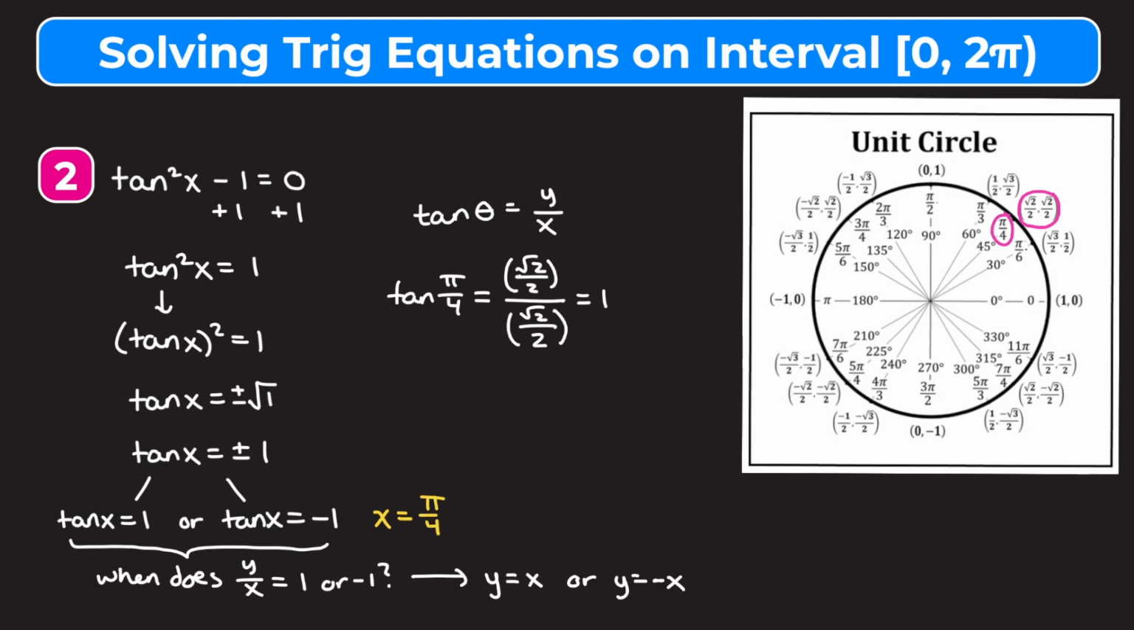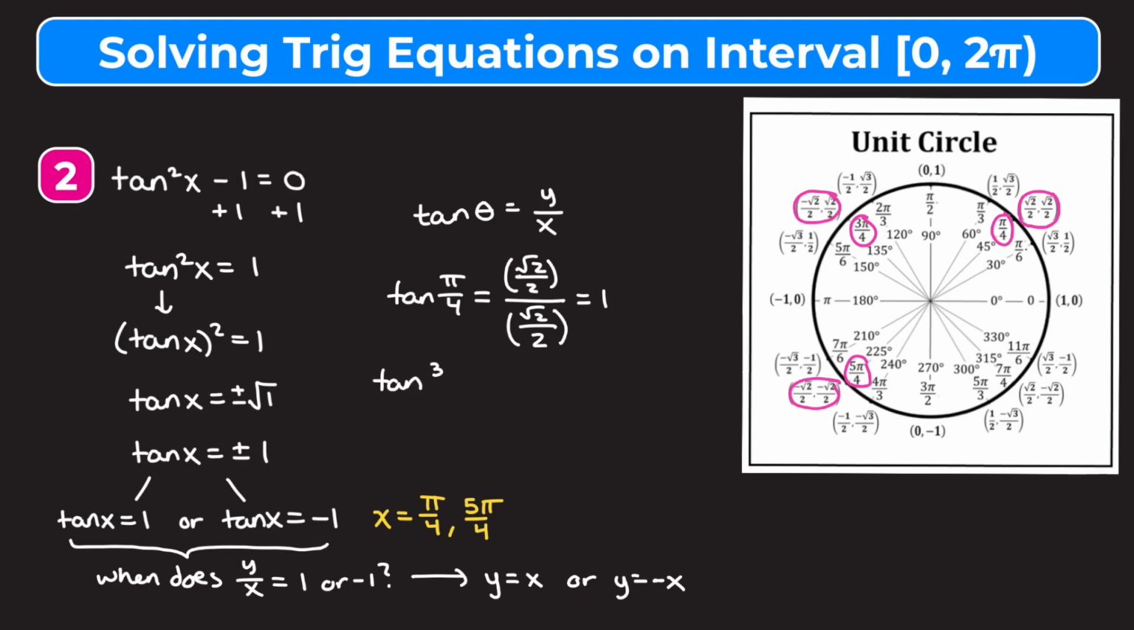Now I want to figure out where else both of my x and y coordinates are the same. If we go down here to 5 pi over 4, our x and y coordinates are exactly the same, so when we take the tangent of that, we're going to get 1. So another answer is 5 pi over 4. Now we need to figure out when our coordinates are the same but with different signs. If we look up here at 3 pi over 4, we have negative root 2 over 2 and positive root 2 over 2.